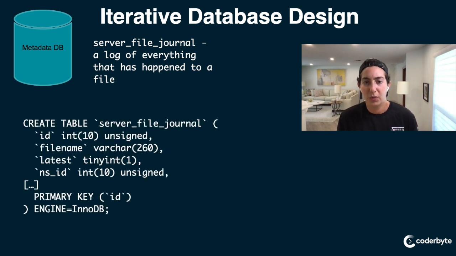So this is kind of like a history record, if you can imagine that. The first way they created this, and this is MySQL, in case someone doesn't recognize the syntax, is that they created a table called server file journal. And essentially it had a primary key of ID, a file name. This is all pretty standard. They had a latest, which was a tinyint. So this is almost like a Boolean byte that's either turned on or off. Is this the latest file or not?